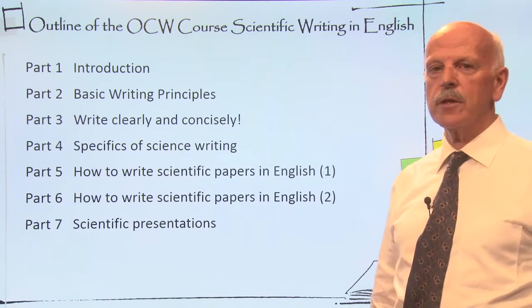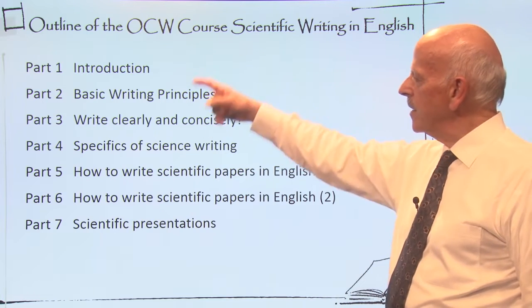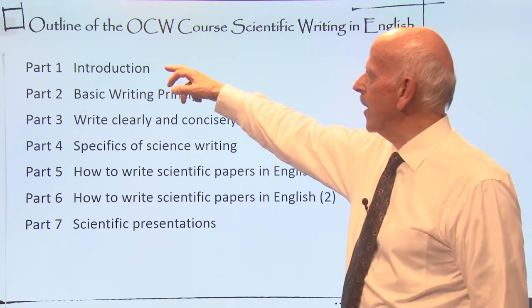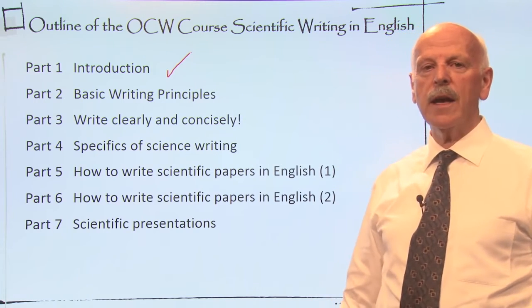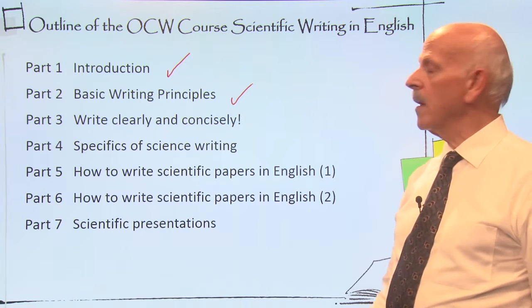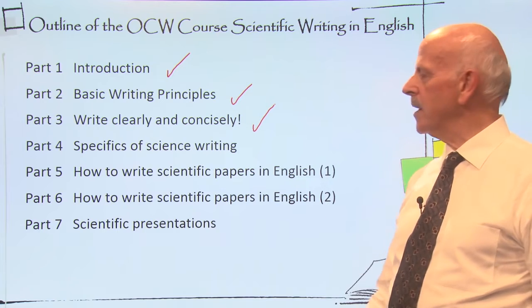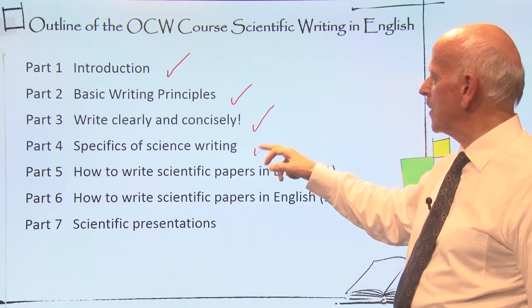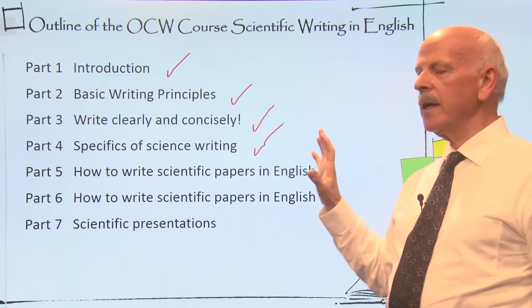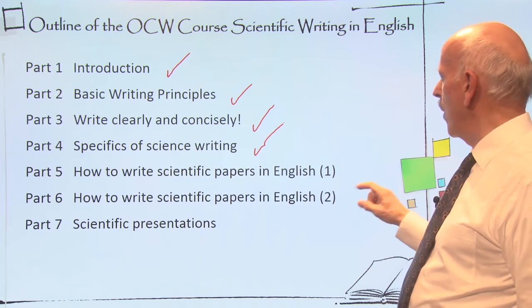So turning our attention to the OCW course, here is the outline. It is divided into 7 parts. The first is the introduction, which you're looking at now. Part 2 is basic writing principles. Part 3, how to write clearly and concisely, many tips, and specifics of science writing. The writing of the scientific papers is divided into Part 4 and Part 6.